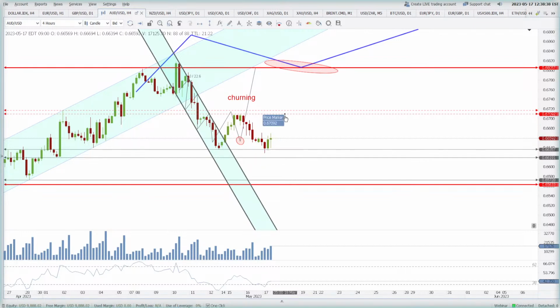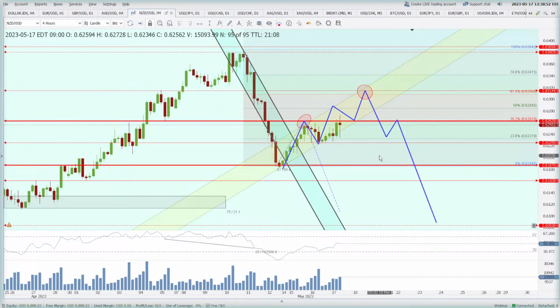On the high side, the immediate resistance on the 4 hour time frame is 0.6709, and on the downside now support will be 0.6619 and thereafter 0.6572. The bias is bearish in the Australian dollar.